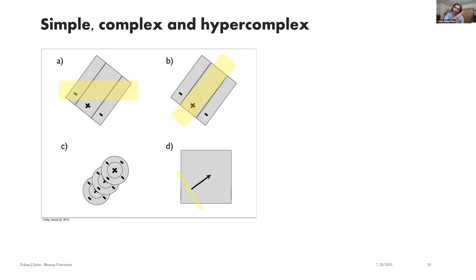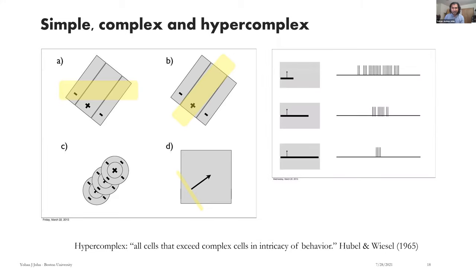And then you have cells that really prefer a certain direction of motion. Those are called complex cells. And then you have hypercomplex cells, which exceed complex cells in intricacy of behavior. One example is end-stopped cells. Cells that don't just like a particular orientation, but also prefer it to be of a particular length. And if you exceed that length, they fire less, which is what this is showing.